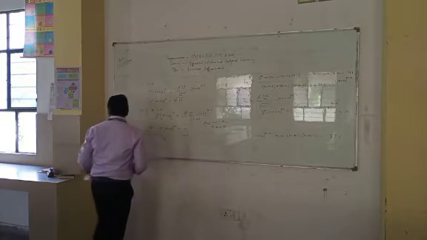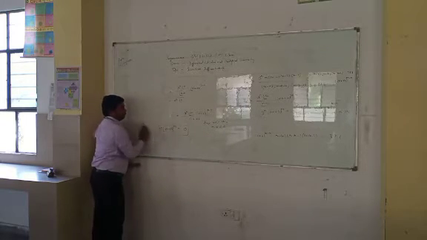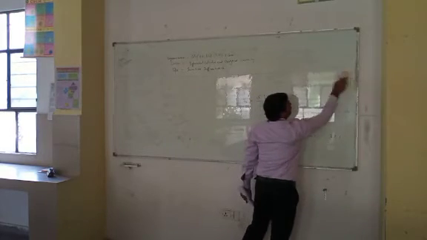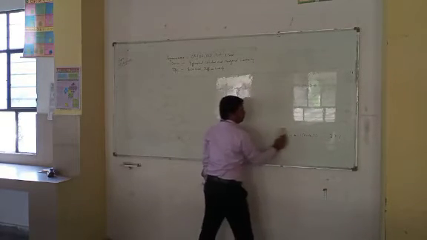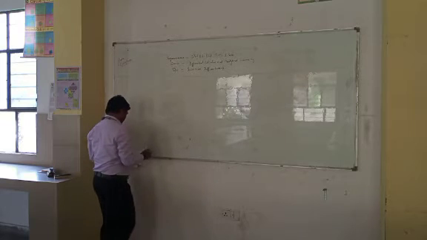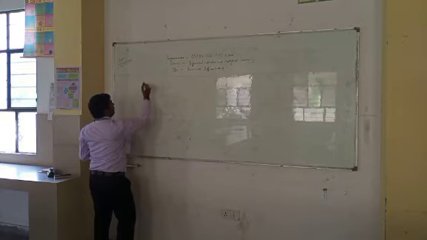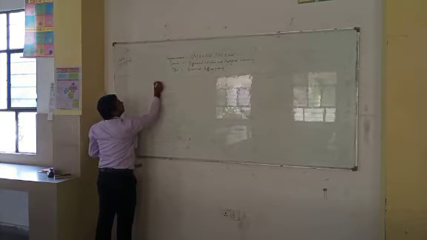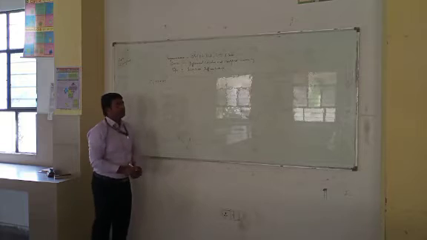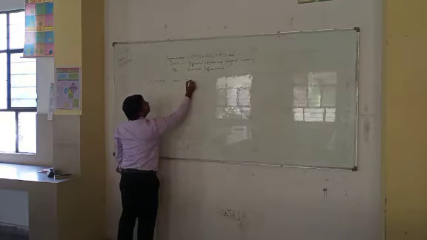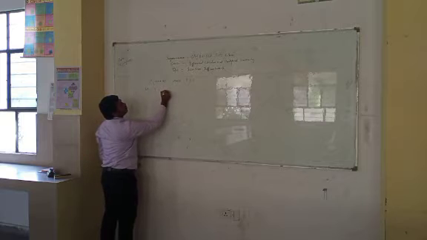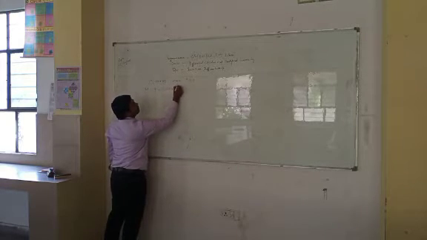Now is that clear? Now the next question. But if we have to find d to the power n of (ax plus b) to the power minus p, where p is greater than 0.